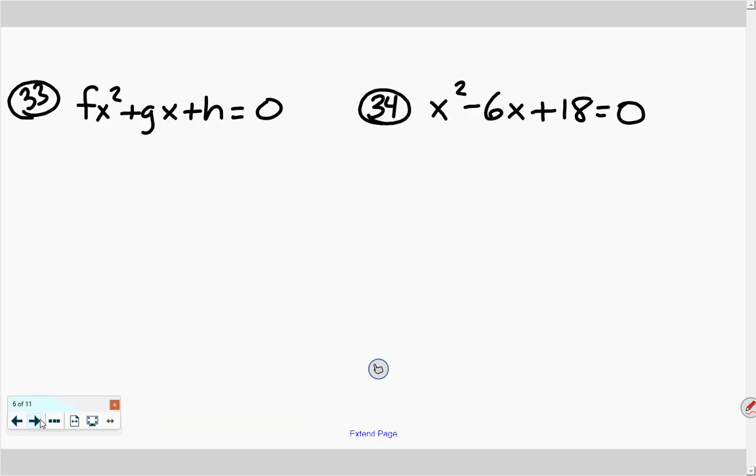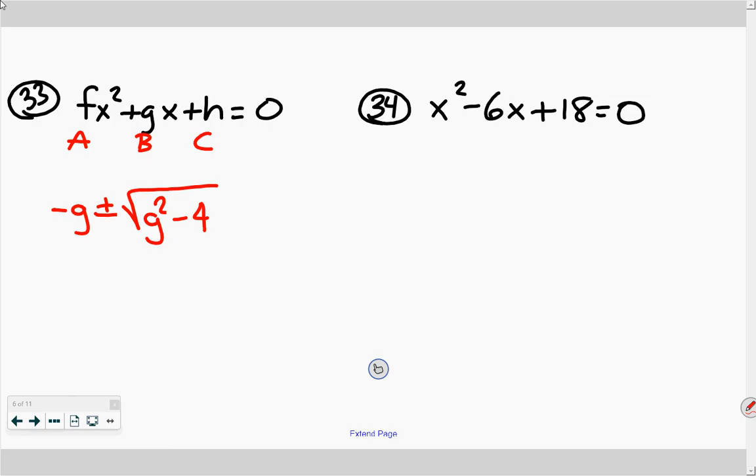Okay, number 33. We like this one because you're not actually going to solve anything, you're just rewriting the quadratic equation. This is my A, this is my B, this is my C. Okay, so it was negative B. Well, now my B is a G. Okay, then underneath was B squared. Well, it's not a B anymore, now it's a G squared.